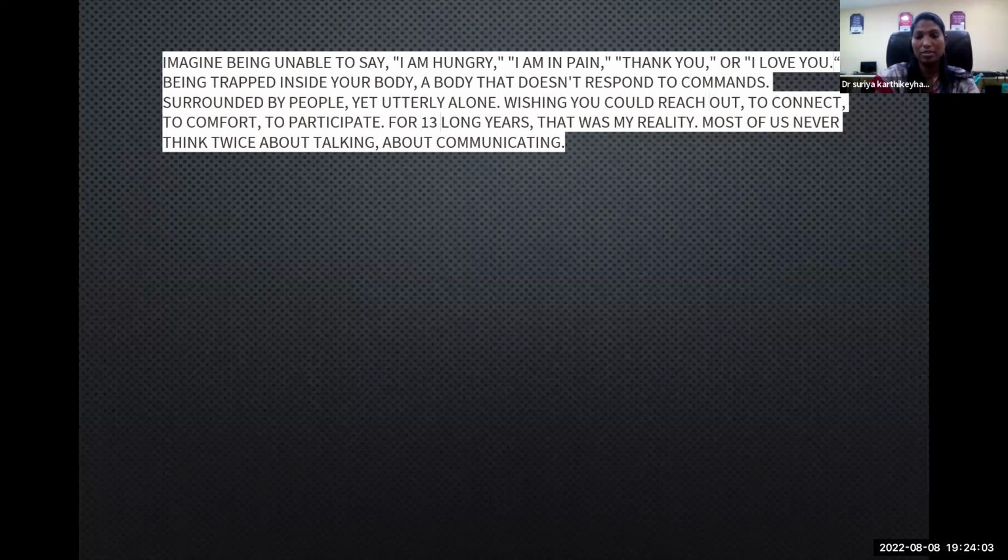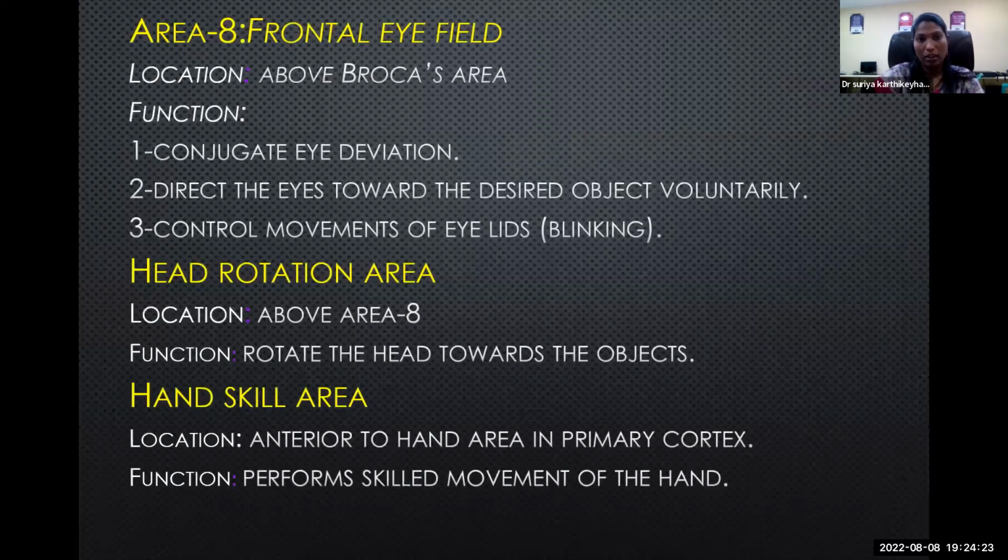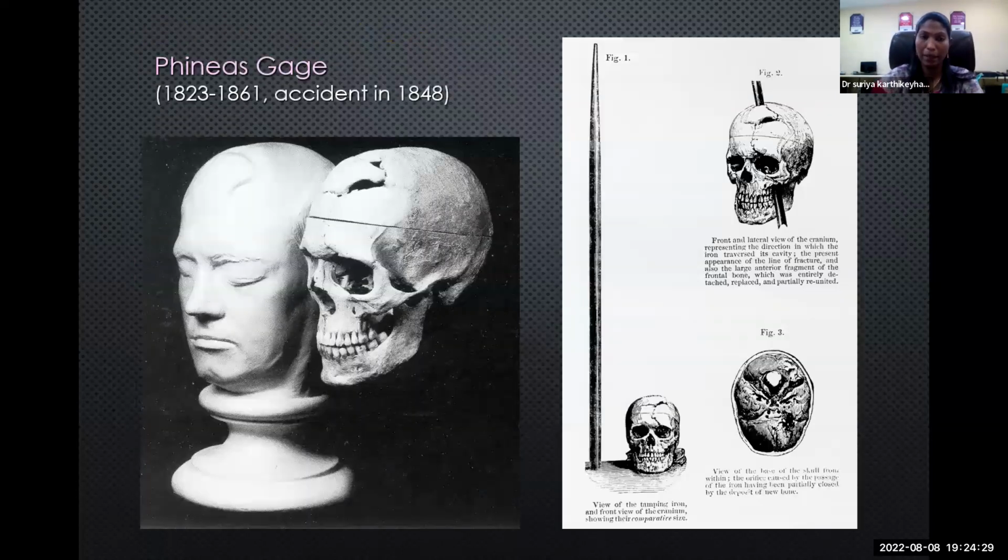So this happens when Broca's area is affected. When Broca's area is affected, language communication will be affected, and the patient will not be able to communicate what he is feeling. He can recognize all those things, but he cannot reciprocate. That is Broca's aphasia. That is area number 44 being affected. And then coming to the frontal eye field, head rotation, and hand skill, it is concerned with area number 8. And then this is the prefrontal.